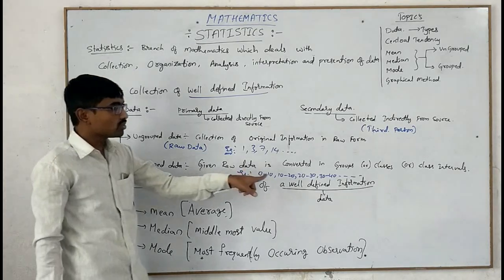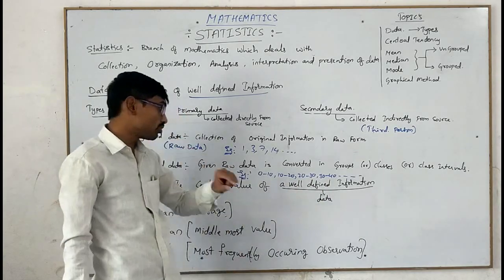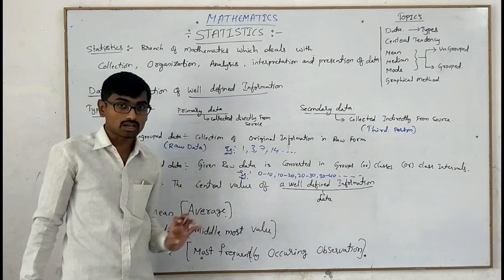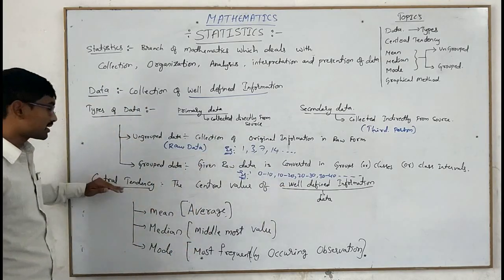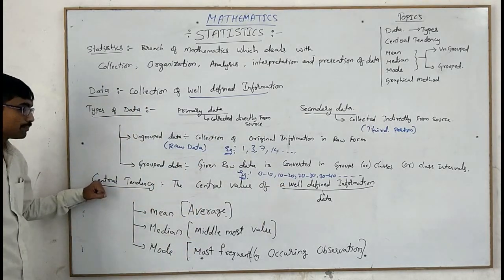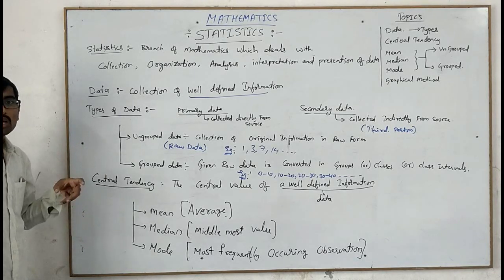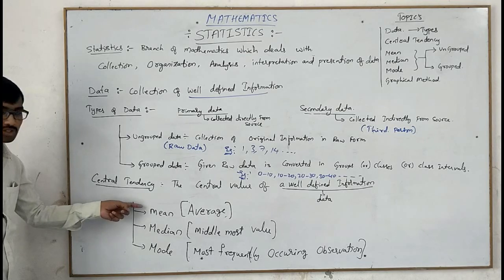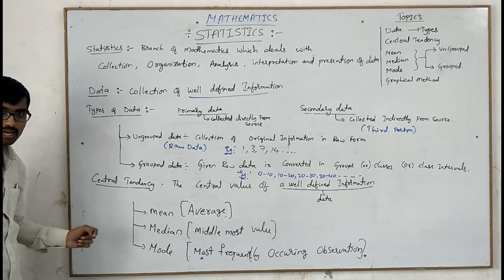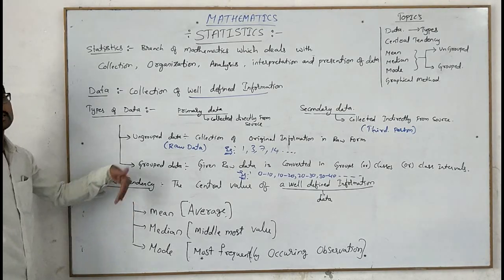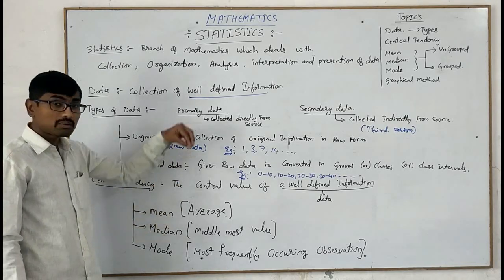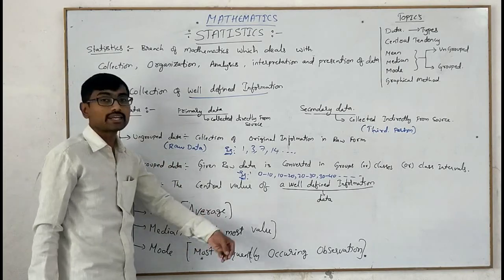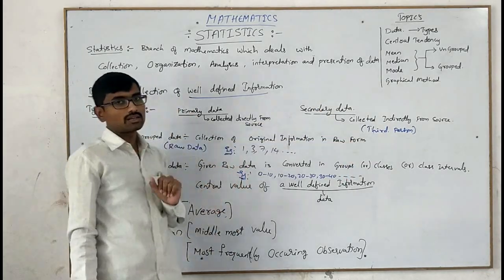The central value of a well-defined information. I have told you what is well-defined information. It is data. So the central value of the given data is called central tendency, and this central tendency can be found in three ways: first one is mean, second is median, and third one is mode. What is mean? Mean is average. Median is the middlemost value, and mode is the most frequently occurring observation in the given data.